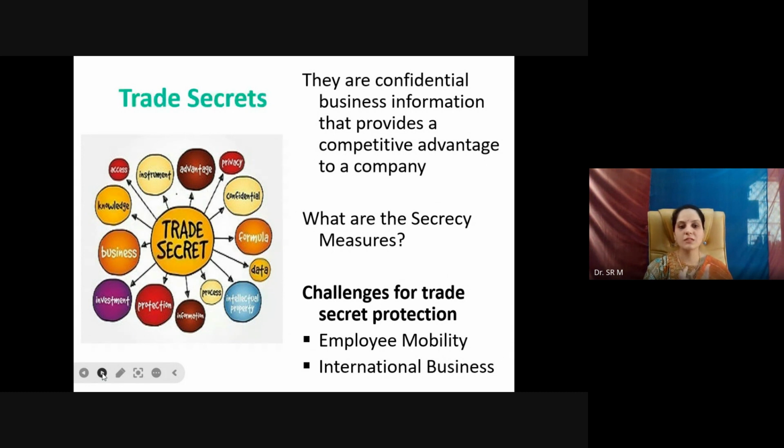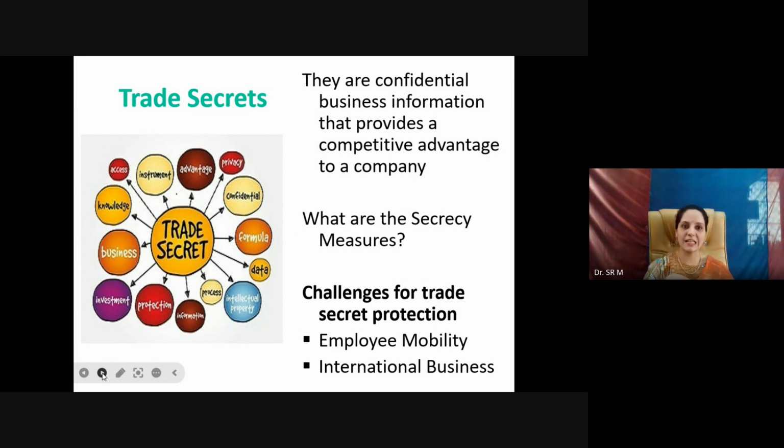Now, how to maintain secrecy? We have a few ways. NDAs, executing non-disclosure agreements with our employees, with our partners, or even with third parties. With these agreements, we are asking them to maintain confidentiality and secrecy. Then we also try to limit access to this kind of confidential information. How? Maybe on a need-to-know basis.